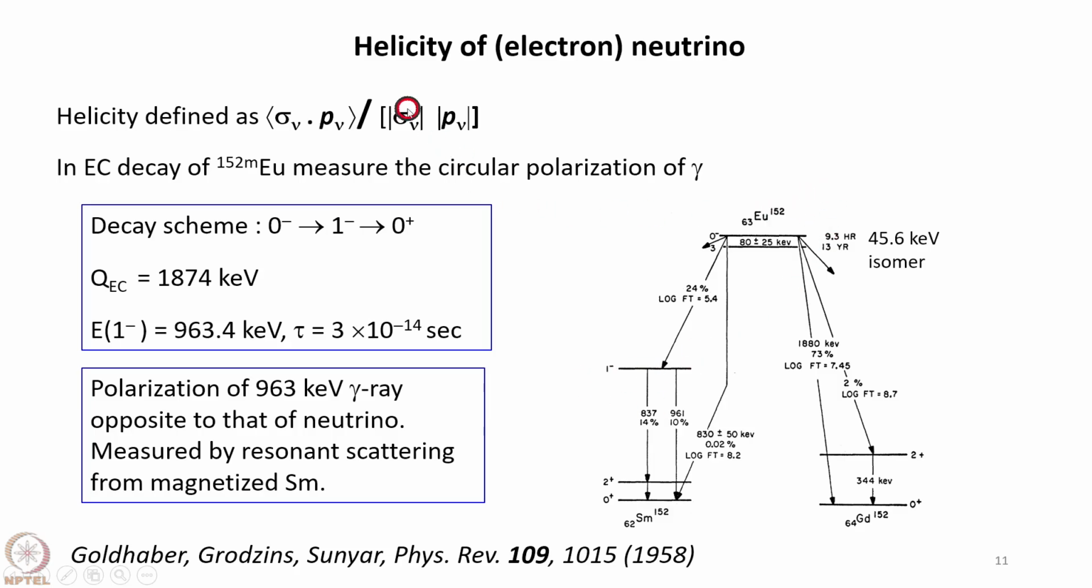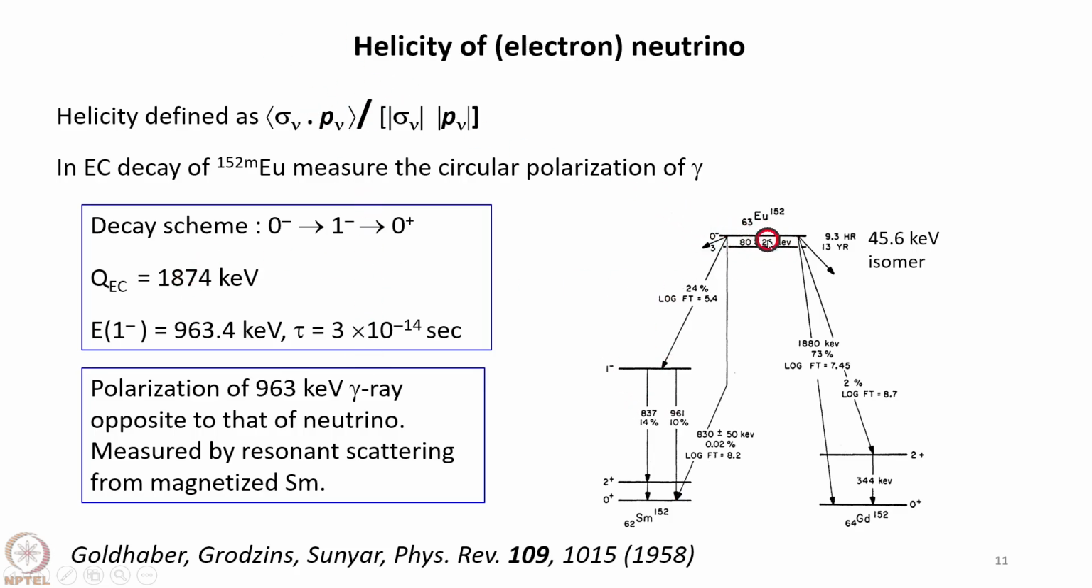So from the polarization of the helicity of the neutrino, you have a polarization of the 1 minus state in samarium, and if you see this is polarized, then you can infer back and say that the neutrino was polarized as well.